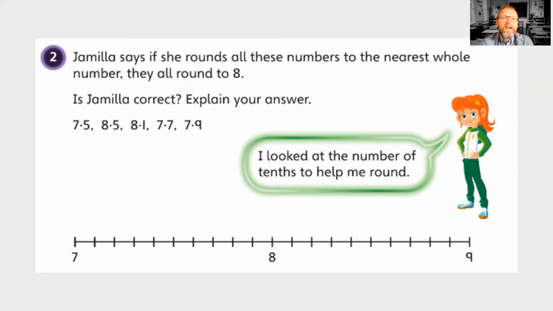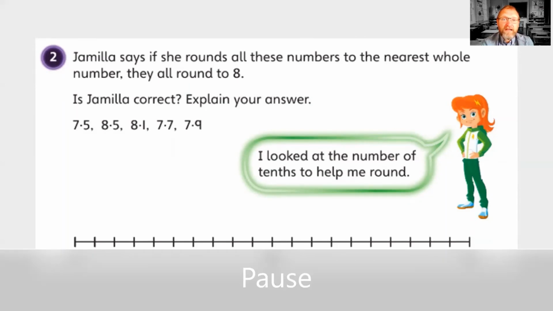Question 2. Jamelia says if she rounds all these numbers to the nearest whole number, they all round to 8. Is Jamelia correct? Explain your answer.